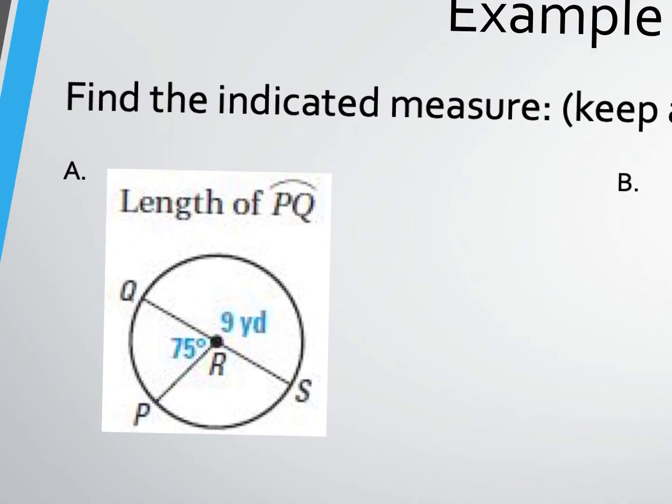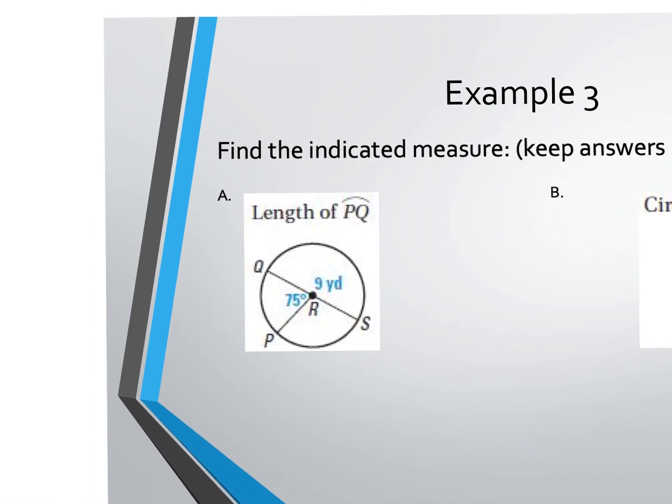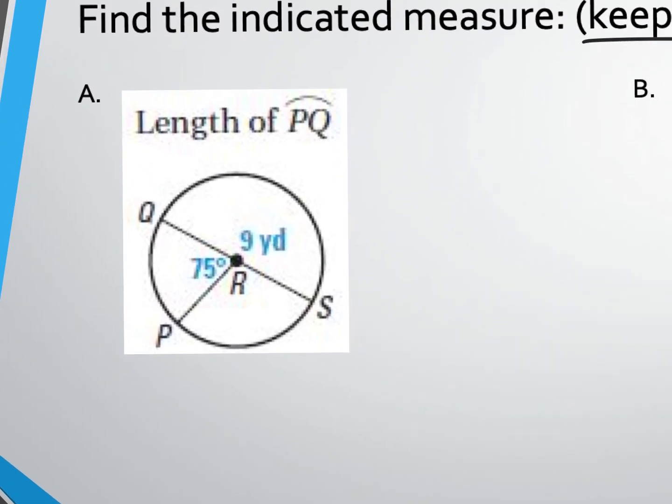So let's take a look at example A. It says, find the indicated measure and keep your answers in terms of pi. So are we going to have pi as part of our answer? Yes, so your answer could be like 12 pi, right? Pi is going to be part of your answer. You're not going to actually plug it into your calculator and get a decimal, okay? All right, so let's find the length of PQ. PQ is this arc right over here.